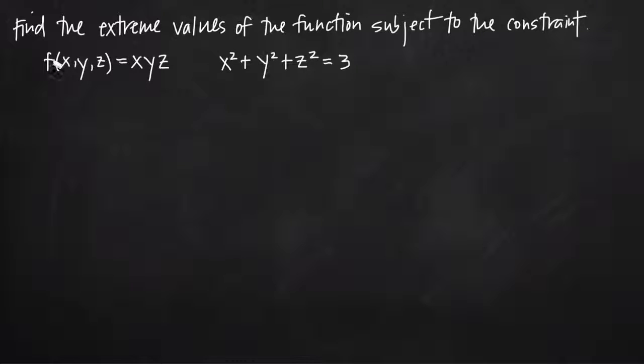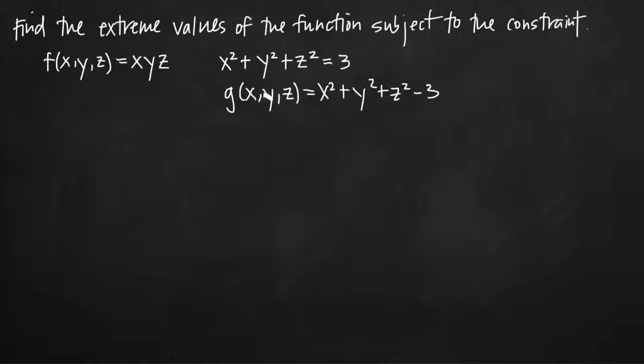The good news is that we're going to follow the same kind of process we always follow with Lagrange multipliers. The first thing we're going to do is convert our constraint equation to a function g in terms of x, y, and z, and we're going to do that by subtracting 3 from both sides to get everything on one side. So we're going to end up with g of x, y, z is equal to x squared plus y squared plus z squared minus 3. So now we have everything on one side, and we have a function for f and a function for g.